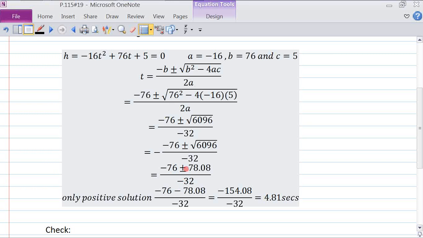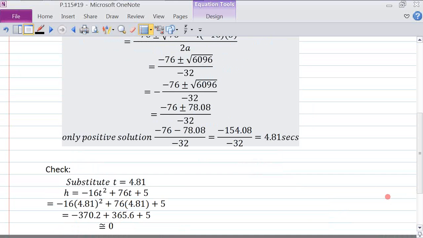So I take the minus 78.08. When I sum these two, I get minus over a minus, and I get 4.81. If I took the positive solution, I would get a negative value of time. So this works out to be 4.81. You can see roughly minus 76 minus 78. You can understand that's minus 154. 32 goes into minus 154, and the minus becomes a plus, and it's 4.81 seconds.